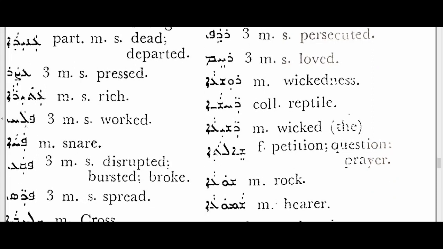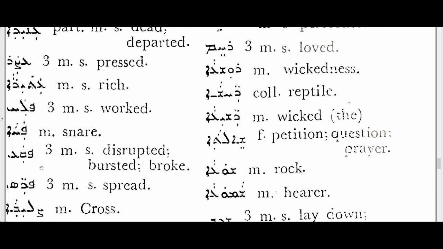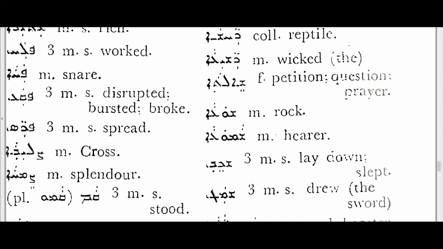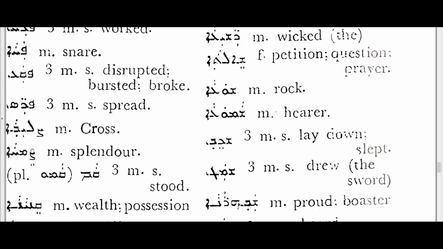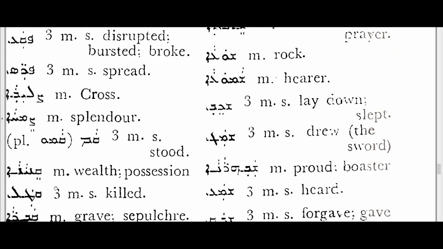Atira, a rich person. Plach, he worked. Pacha, so snare or trap. Pacha. It popped like the bubia, the pipe. Press, he spread it about. Sliwa, the cross. Samcha, the splendor, like samkhid awa, the splendor of the father that the son has. Qam, he stood, and the plural is also qam with a waw.